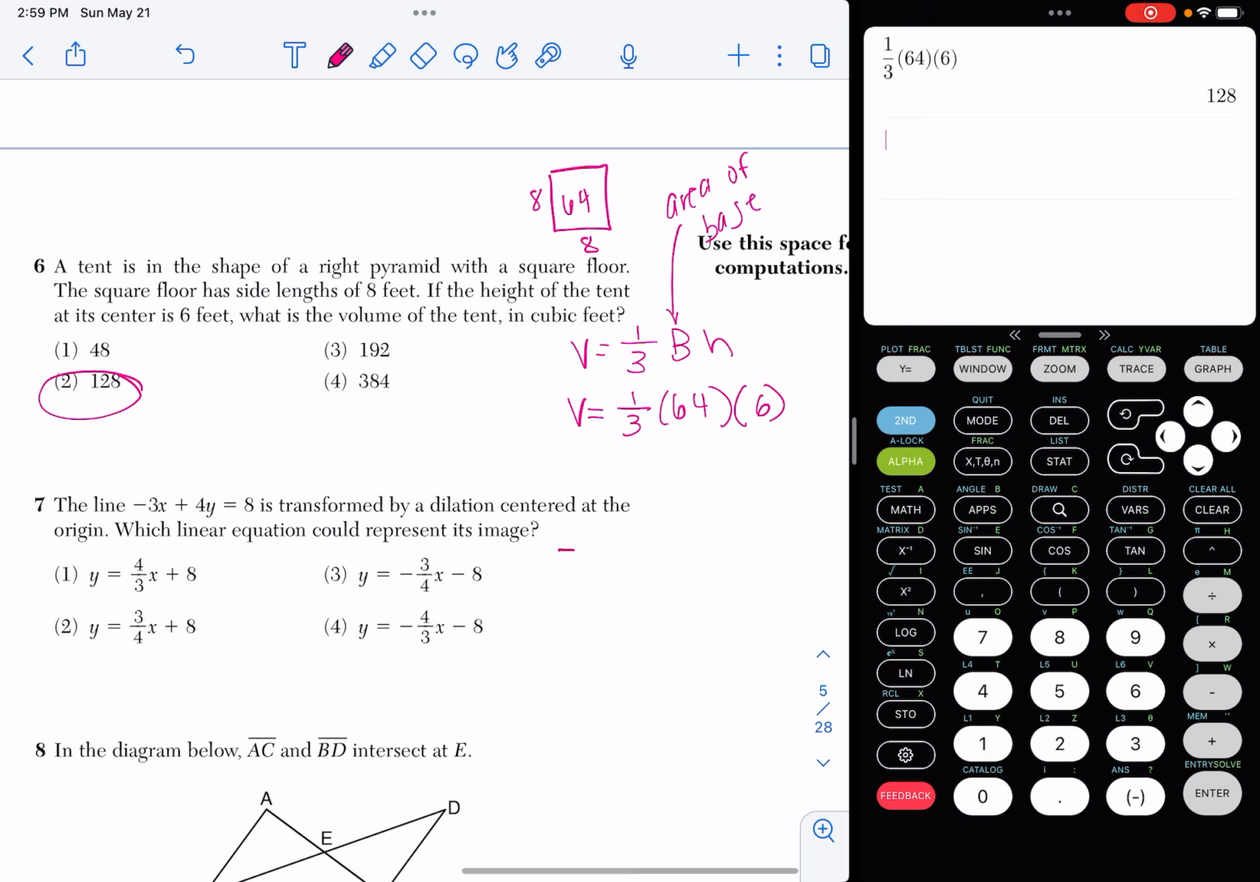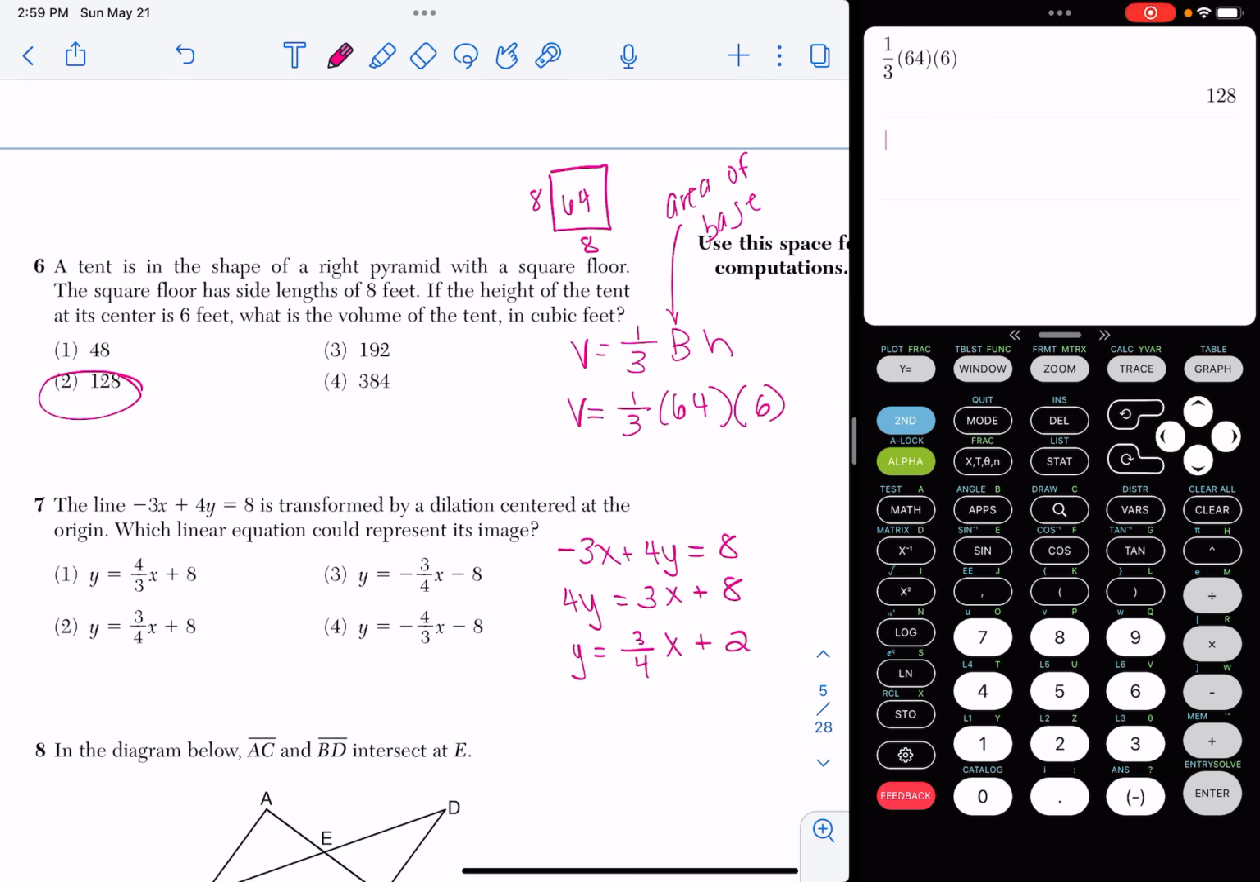First thing I'm going to do, I don't like that this given line is not in y equals form, so I'm going to move that. I'm going to start by adding the 3x to the other side, and then I'm going to divide all terms by 4.